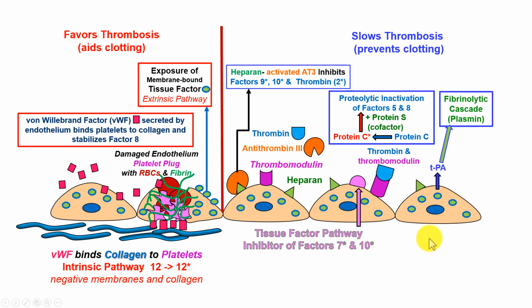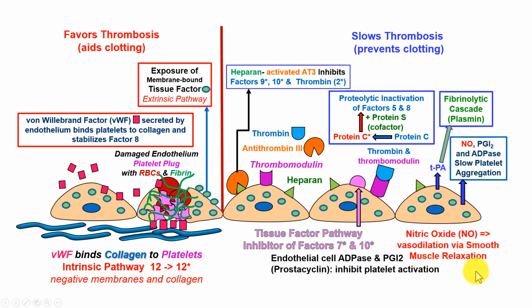And TPA activates the fibrinolytic cascade to dissolve clots. Nitric oxide is a vasodilator, so it diffuses out to the smooth muscle cells and dilates the vessels as needed, so the endothelium is very important in making that. It also makes ADP, which is needed to activate platelets, and prostacyclin slows down platelet activation, keeps them from working.